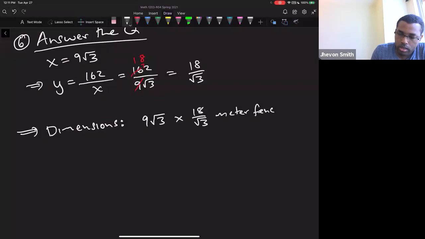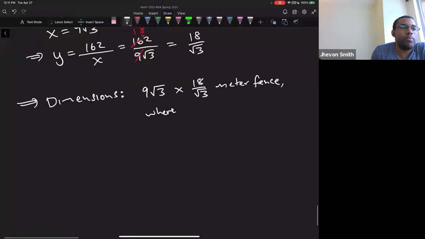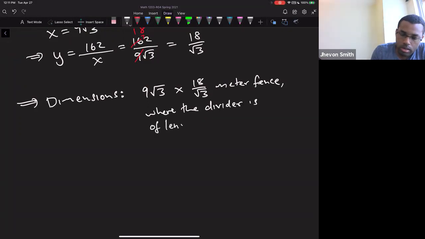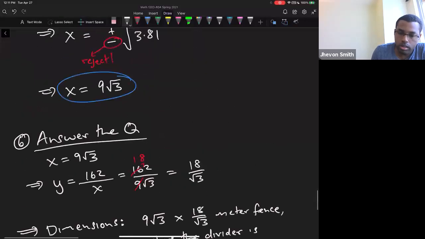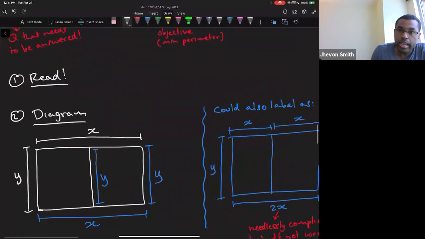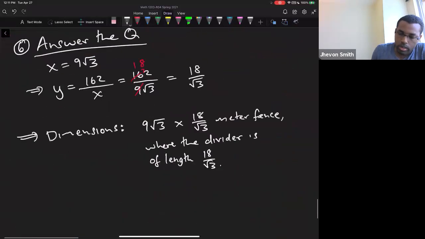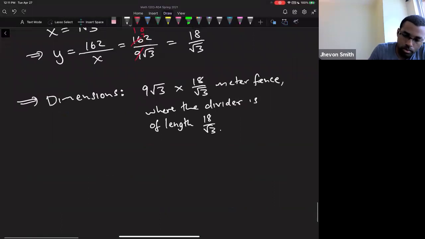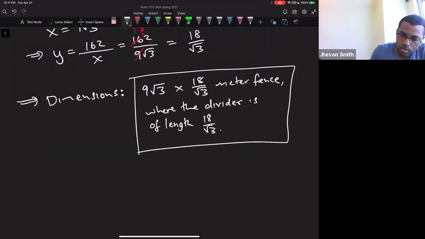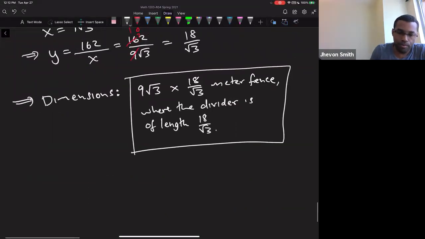Meter fence, where the divider is of length 18 over rad 3, because the divider is the y. So you want to just identify which one of the lengths is going to be the divider. So that's that.